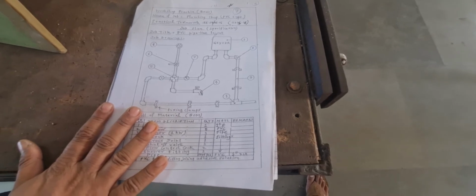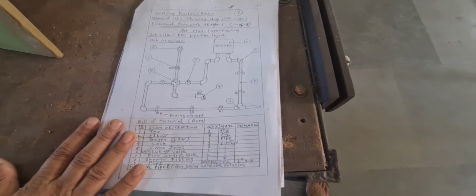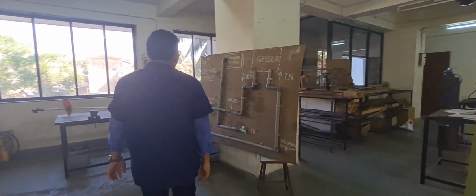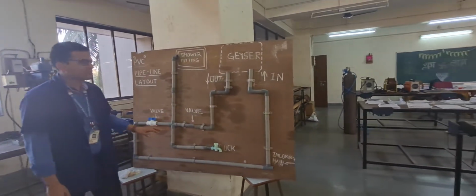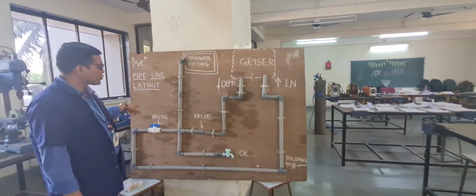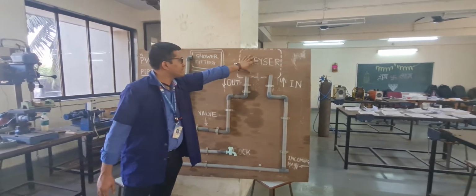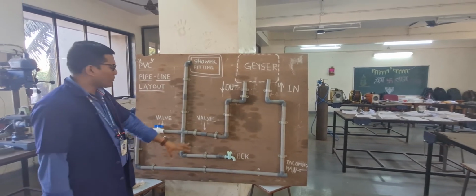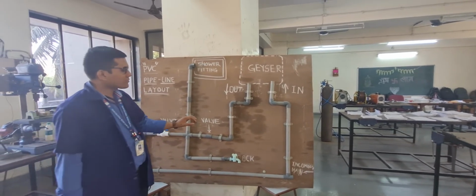So this is the layout. Now we see the actual layout and actual fitting of this PVC pipeline used for the connection of the geyser and the shower. This is the actual pipeline layout which shows how to connect the geyser. This is the geyser and this is the shower. This is one application of these pipe fittings. So how to connect this?